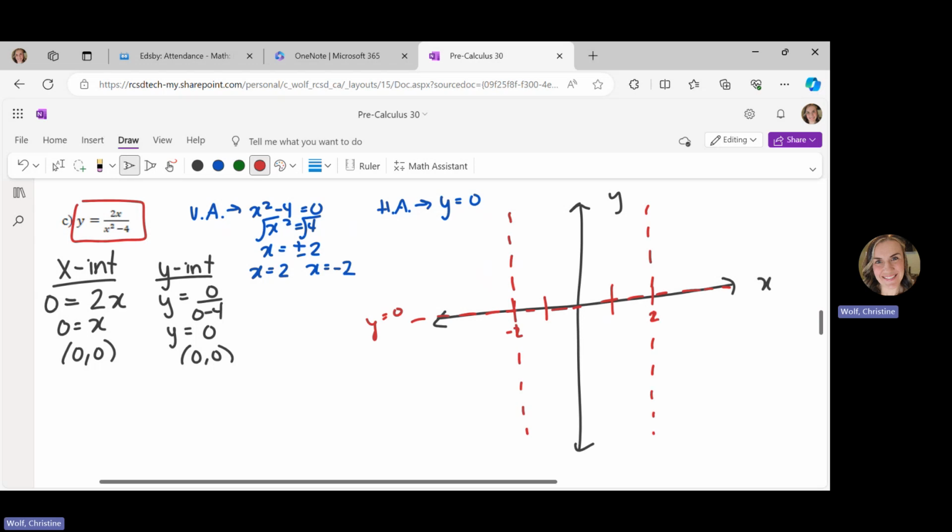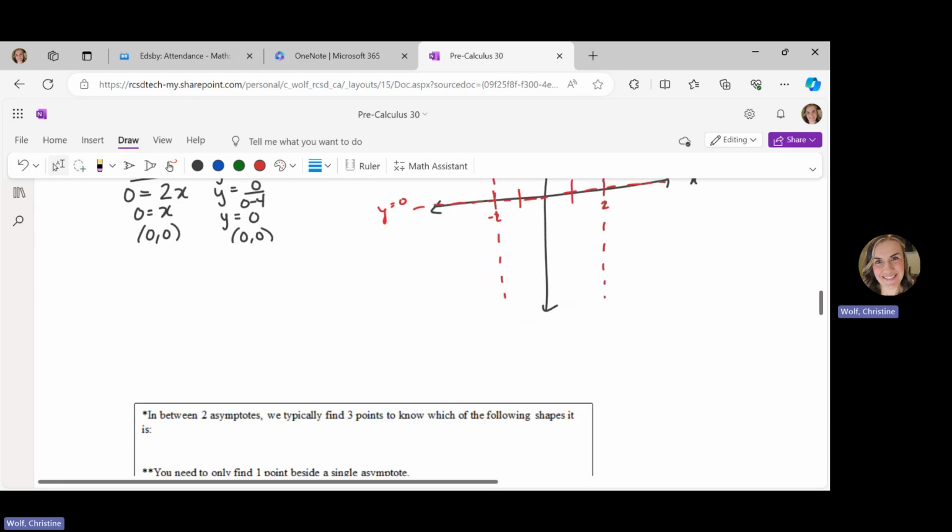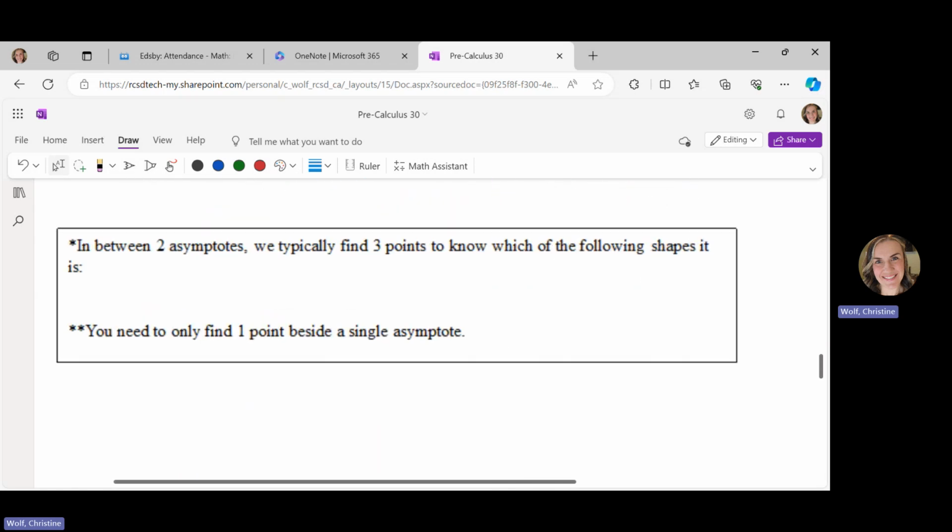Now, I wrote a little note for you underneath. It says, in between two asymptotes, so that would be the center section here, you need to find 3 points. The reason for that is when we have a graph that exists between two asymptotes, it can look one of 4 ways. It can be a parabola pointing up or down, or it can be one of those fun curves pointing left or pointing right. It can be any of those 4 shapes. So you have to find 3 points to really know what the trend is of that shape.